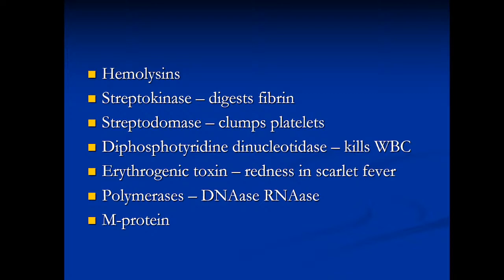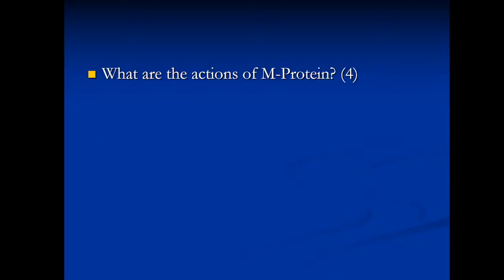All right, so these are the actions. Hemolysins will hemolyze the cells. Streptokinase digests fibrin. Streptodornase clots blood or platelets, if you want to sound posh. And M protein has its own function because we're going to talk about M protein next.